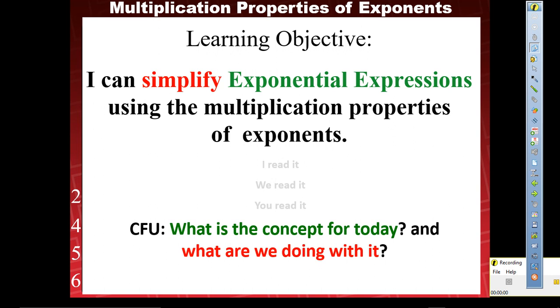Very good, exponential expression. So you already wrote your objective at the bottom. And in the center, you wrote what? Garrett, what did we write in the Frayer model? Exponential expression. Right, you wrote it already, right? Okay, good.